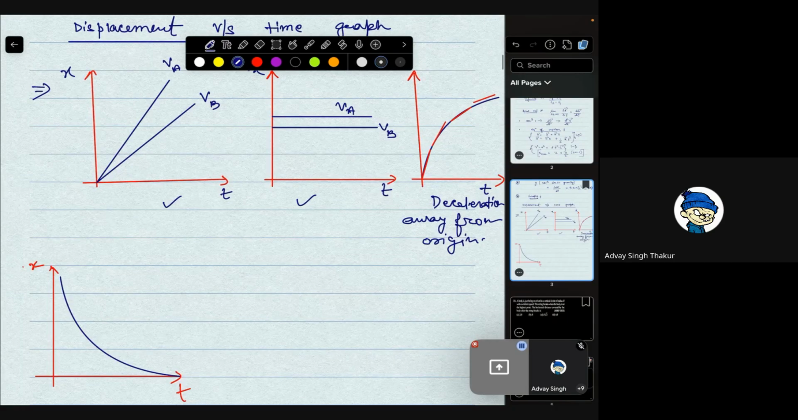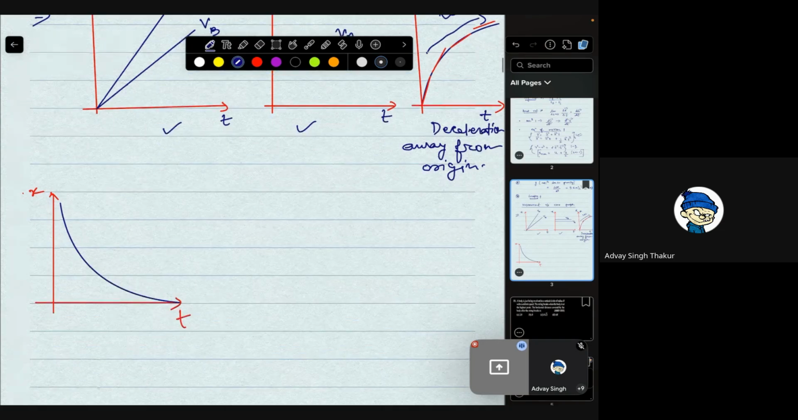In this case, we can see that the position, that is x, shows the body is going away from the origin because we are going in this direction. Also, the slope was decreasing, so it was a case of deceleration. But what about in this case? So it is going the other direction.